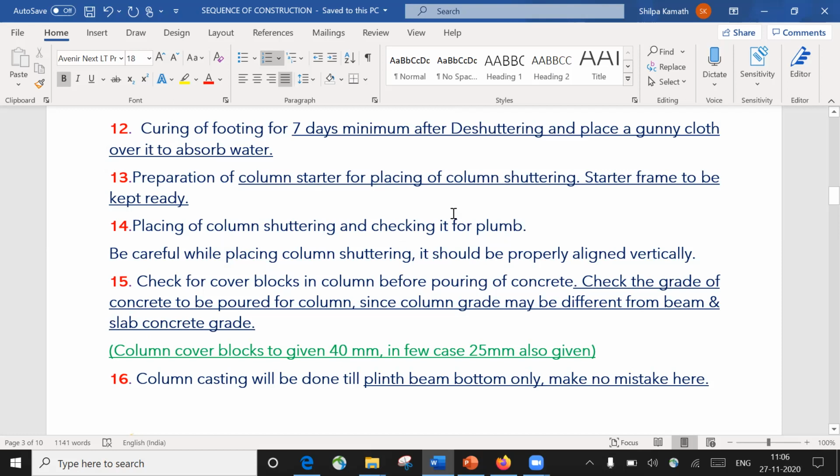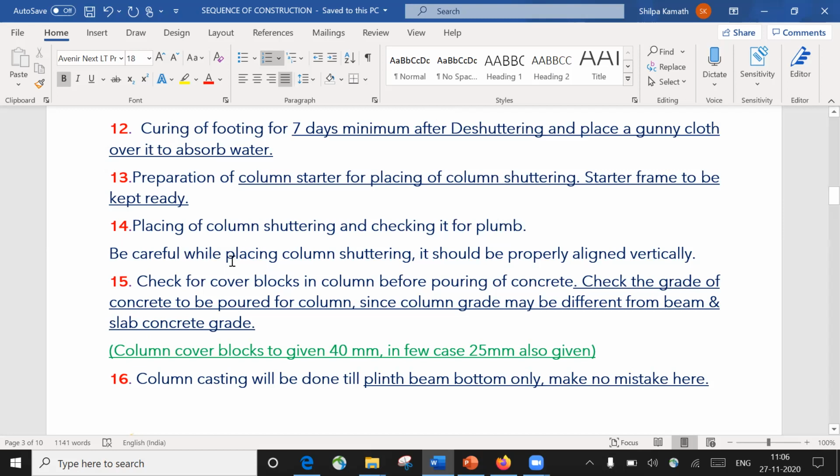So once this is done, next is placing of column shuttering and keep checking for the plumb. Once you put a starter concrete and you put a column shuttering box, you have to check for the plumb of that one, because it's a vertical element. When I cast the column, I want my column to be 90 degree, I mean vertical, right? I cannot make my column inclined. If I make it inclined, then the load transfer will not happen according to my analysis or design. So that is the importance of checking the plumb.